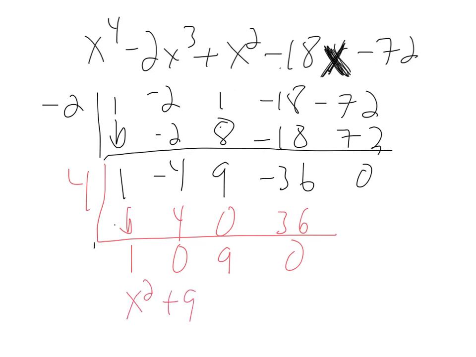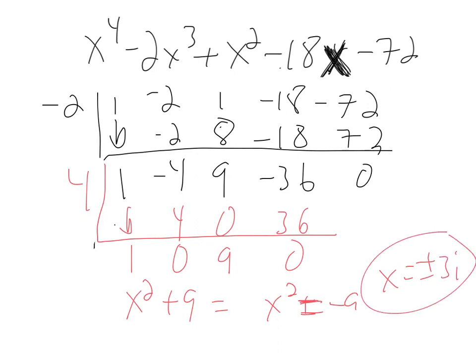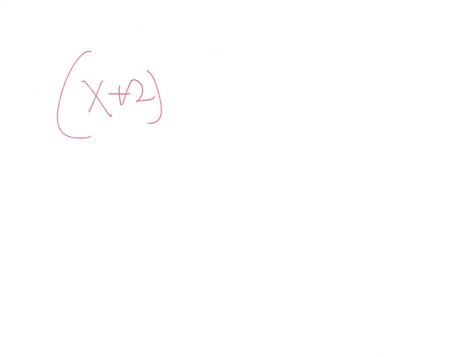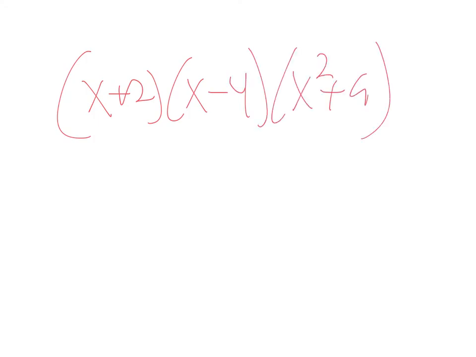See how those factors are falling out of here nicely. And if we solve that, we're going to get x squared equals negative 9. So that gives me x equals plus or minus 3i. And there are our 4 solutions. That's what the fundamental theorem of algebra tells us. If we wanted to write the factors, we would think about it as x plus 2, x minus 4, and then our x squared plus 9. Those would be the factors.